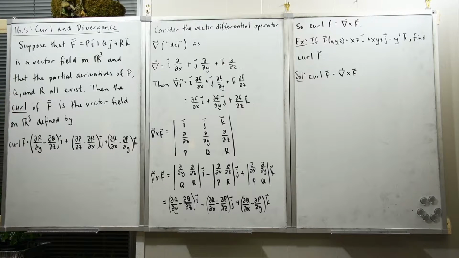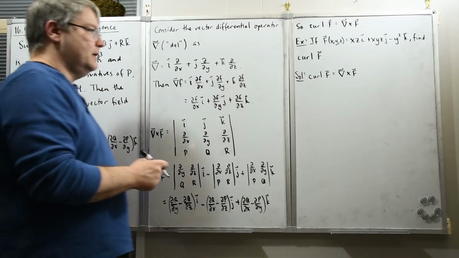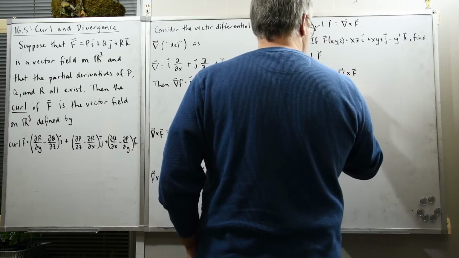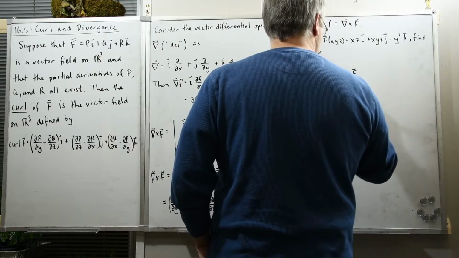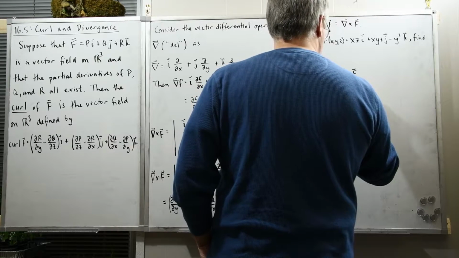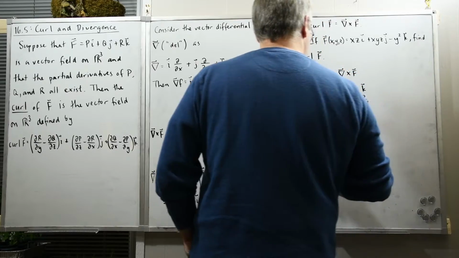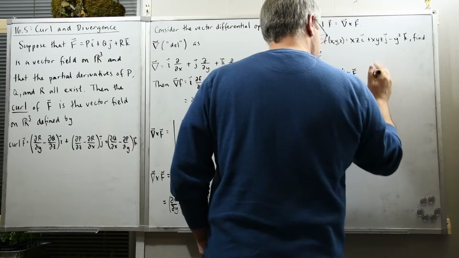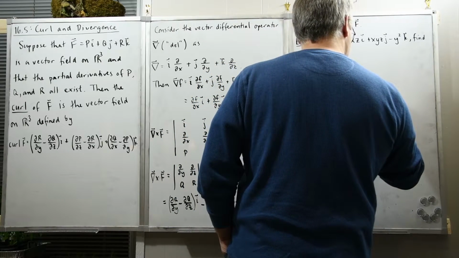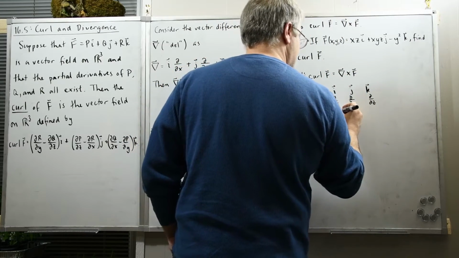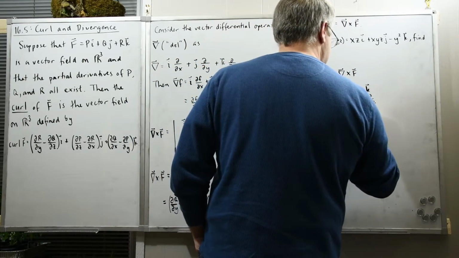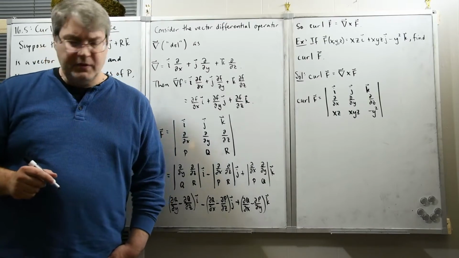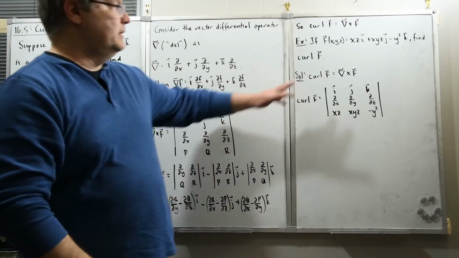So let's set this up. If we think of this as del cross F, we're going to have curl of F equal to the determinant, with our first two rows, and then the third row will have xz, and then xyz, and then a negative y squared. So we're just putting in the P, Q, and R as they're given in this vector field here.